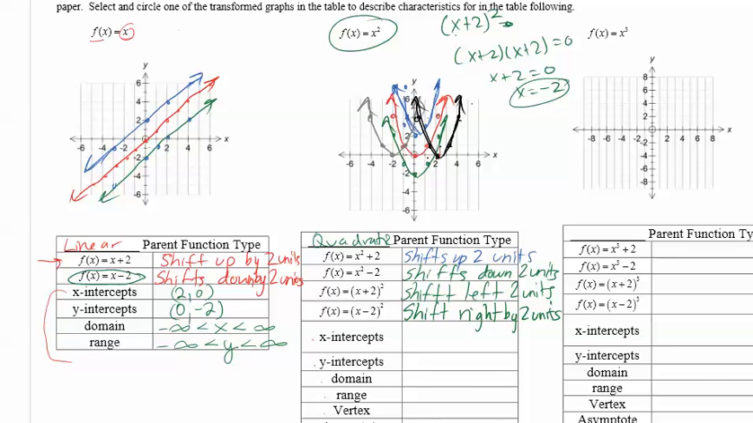So when you do something to y, it does exactly what it is. But when you do something to x, it's the opposite. So when we add 2 to x, it shifts left. And when we subtract 2 from x, it shifts right. So you get all 4 of those functions.